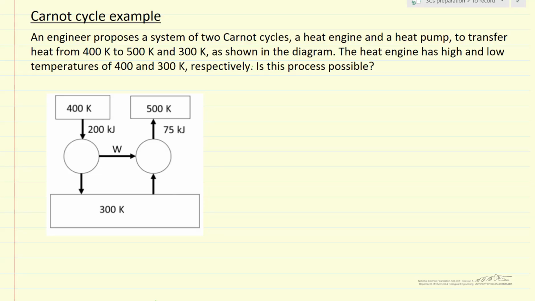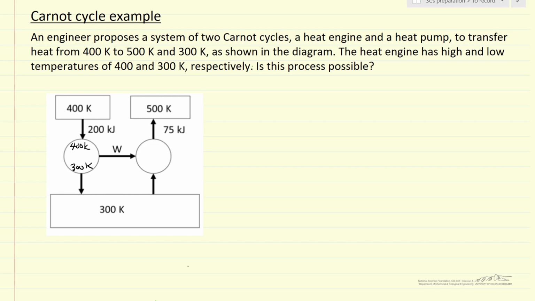In this example, we have a Carnot engine on the left where we're transferring heat. We're given that the high temperature and the low temperature are the same as the reservoir, so ideal Carnot process. And we want to know if this overall process is possible. And the way we would do that would be determine the entropy change for the overall process.